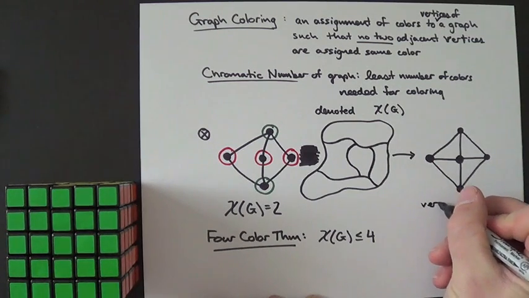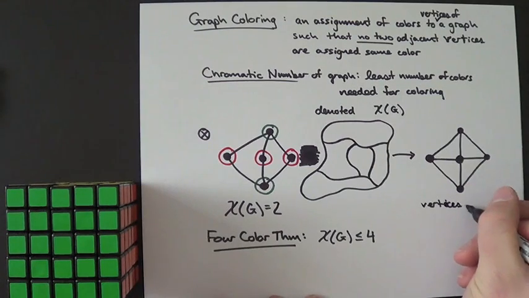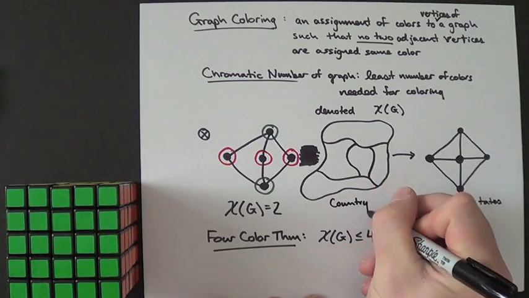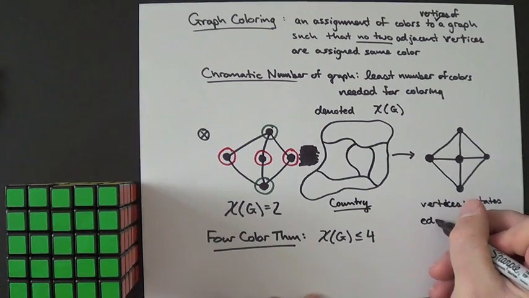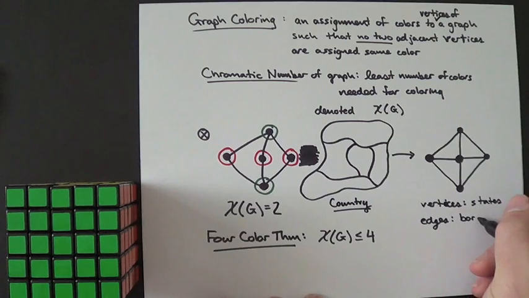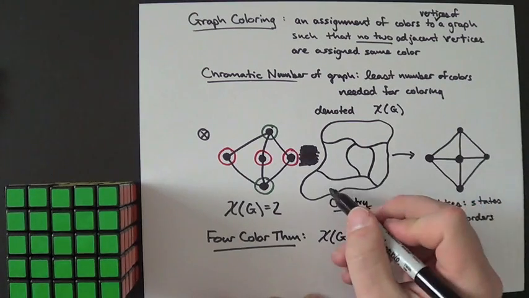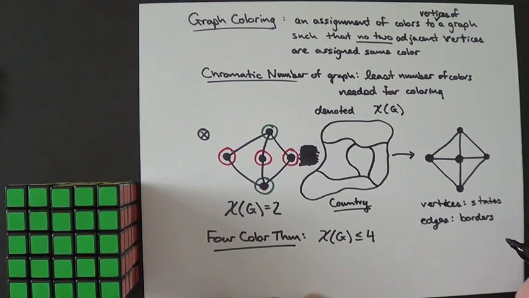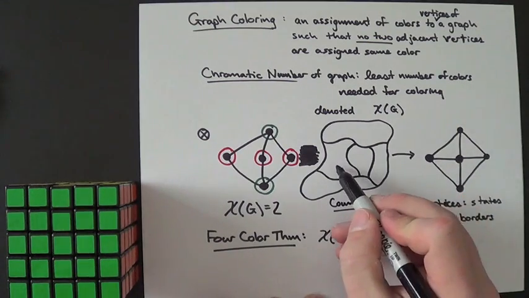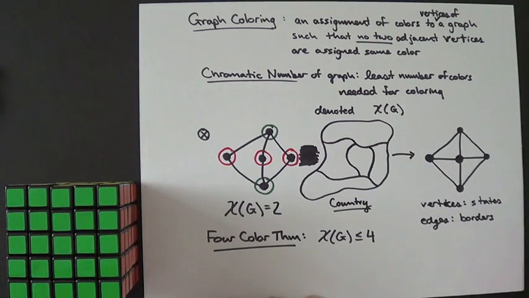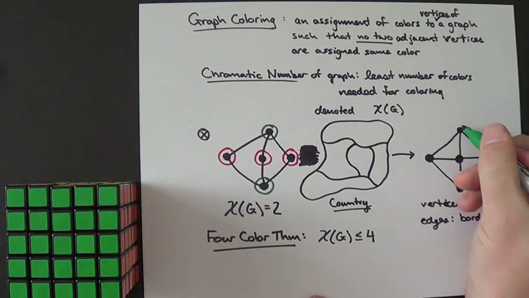With this graph, we have vertices, which are the states. We'll call it a country, so these are the states. And the edges are the borders between those states. Notice that this bottom state is not connected to the top state through any edge because it does not share a border with that uppermost state. Similarly, these two states do not share a border, but this middle state shares a border with every other state.